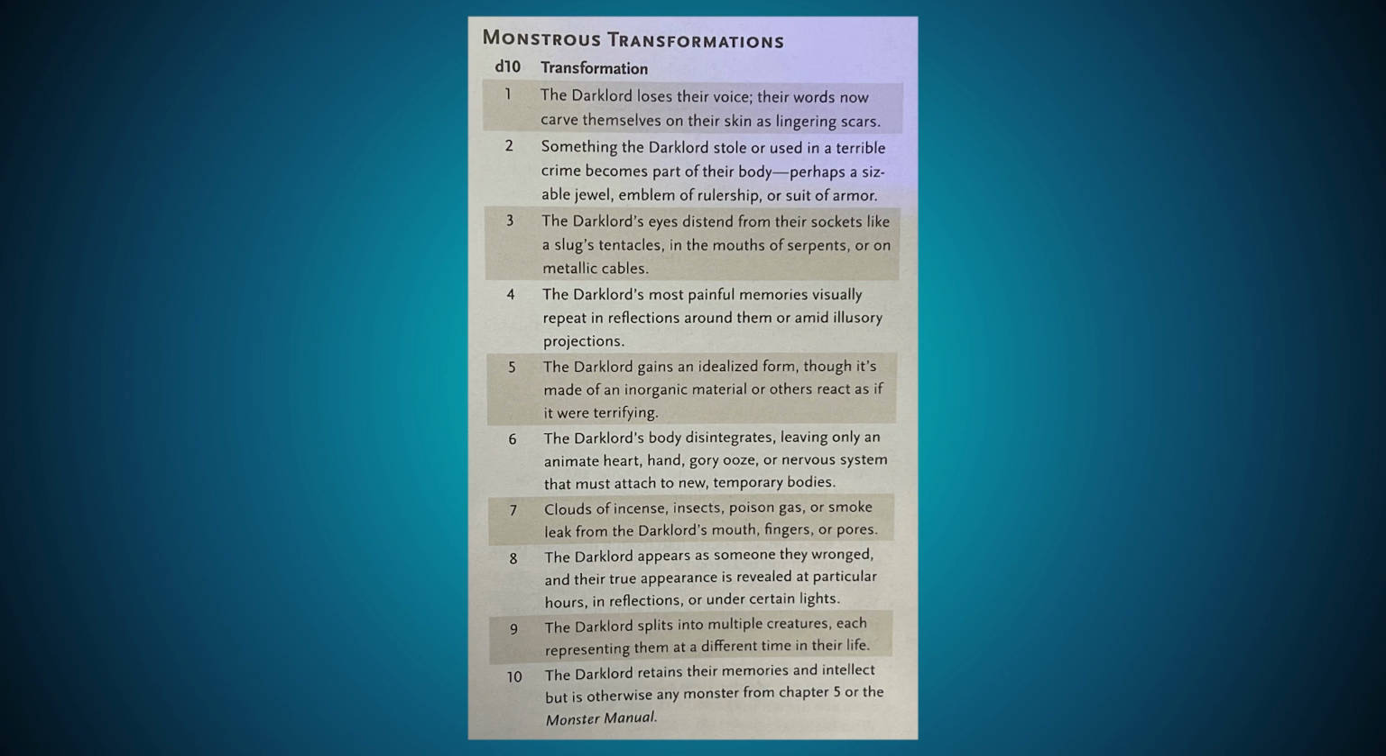The Darklord gains an idealized form, though it's made of an inorganic material, and others react as if it were terrifying. The Darklord's body disintegrates, leaving only an animate heart, hand, gory ooze, or nervous system that must attach to new, temporary bodies. Clouds of incense, insects, poison gas, or smoke leak from the Darklord's mouth, fingers, or pores. The Darklord appears as someone they wronged, and their true appearance is revealed at particular hours in reflections or under certain lights. The Darklord splits into multiple creatures, each representing them at a different time in their life. The Darklord retains their memories and intellect, but is otherwise any monster from Chapter 5 of the Monster Manual.